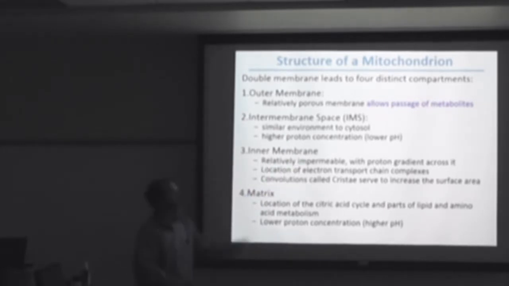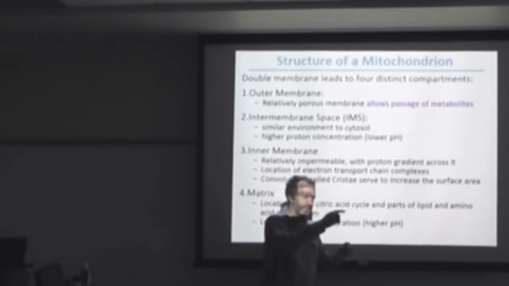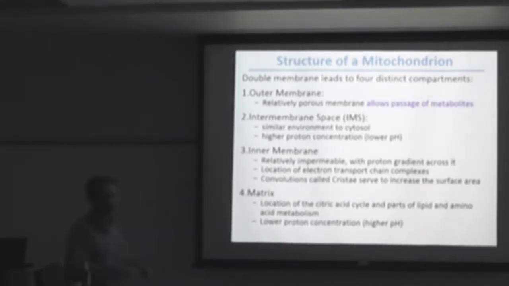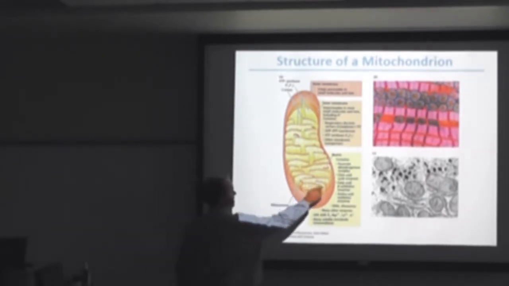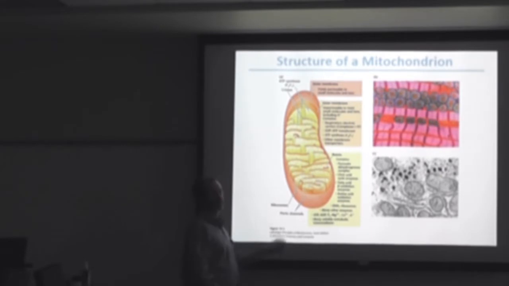And then your inner membrane is where you get that high potential of protons across from the intermembrane space to the matrix. It's relatively impermeable with the proton gradient across it. The electron transport chain complexes are located on this inner membrane. Convolutions called the cristae serve to increase the surface area. If you've ever seen pictures of the mitochondria, there's one right here. You have lots of convolutions, and that gives you a lot of surface area to produce ATP and transport electrons.